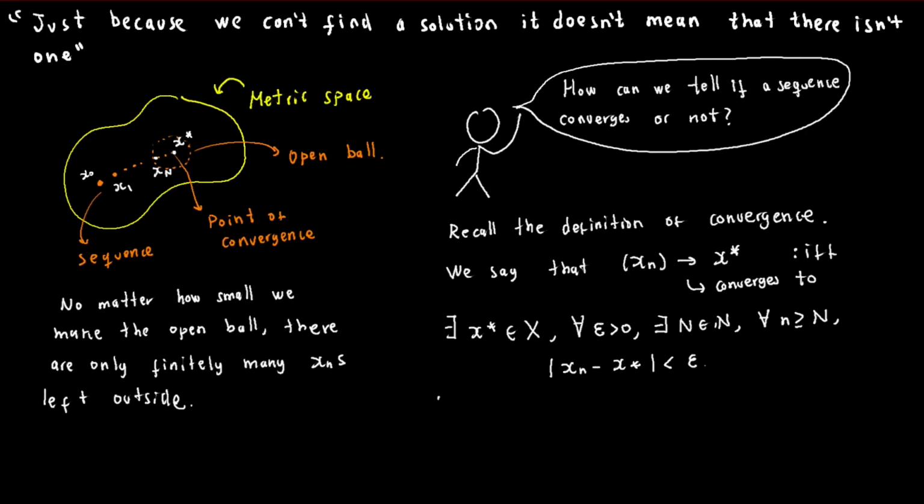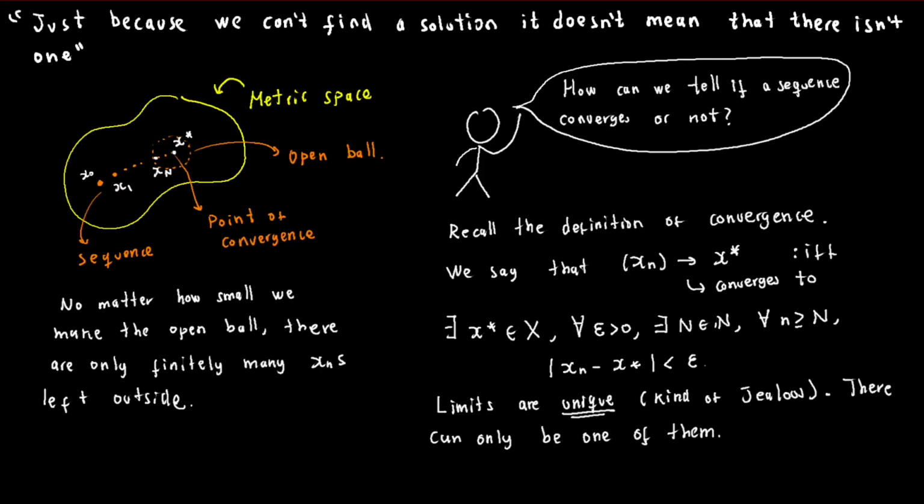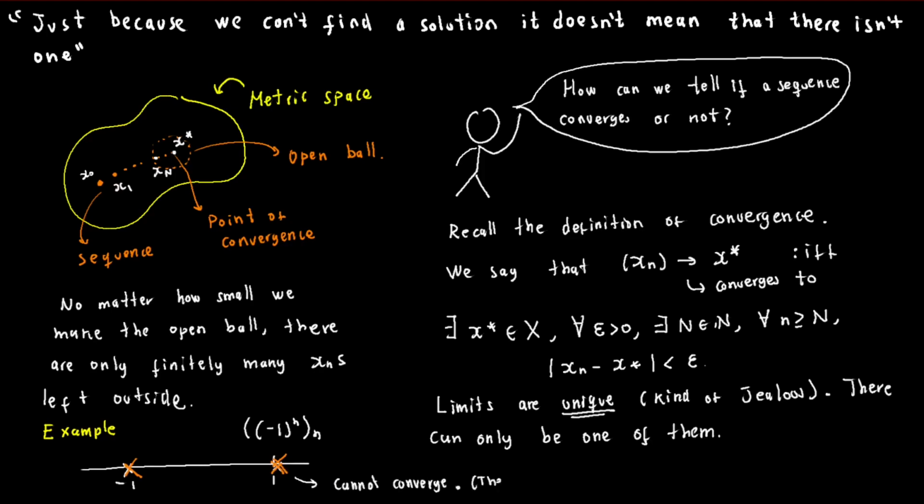Have you ever noticed how limits are like jealous party hosts? They don't want to share the spotlight with anyone else. So, if there's more than one candidate for a limit of a sequence, it just can't converge. Take the sequence -1 to the power of n, for example. It's like there are two potential parties in town, so the sequence can't make up its mind on where to go.